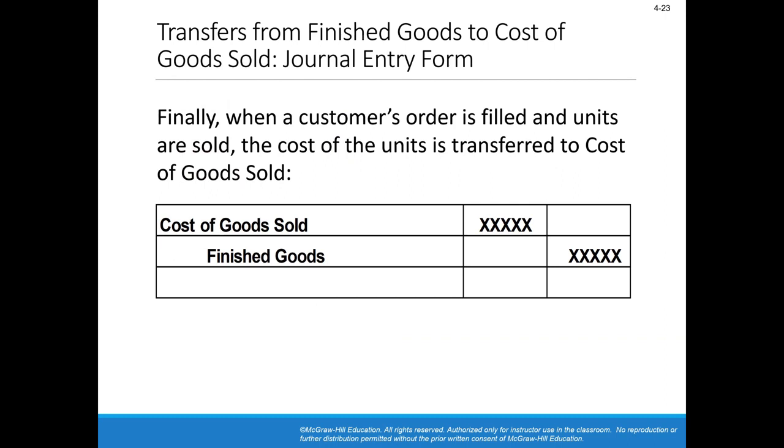All right, so now when the order is fulfilled and units are sold, the cost of units is transferred to that cost of goods sold. So here's the journal entry. So we have cost of goods sold as a debit, finished goods we're reducing because we're pulling product out, we've sold it, so we've got to put a credit on the books.